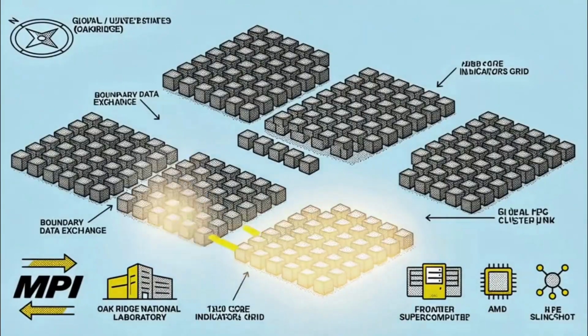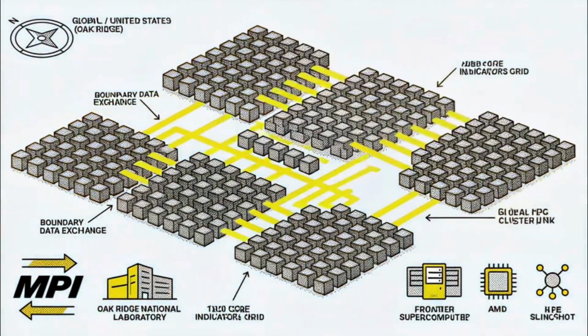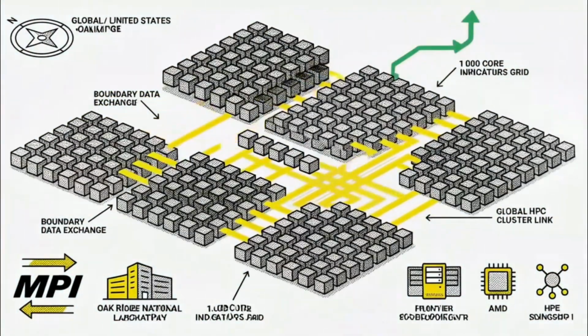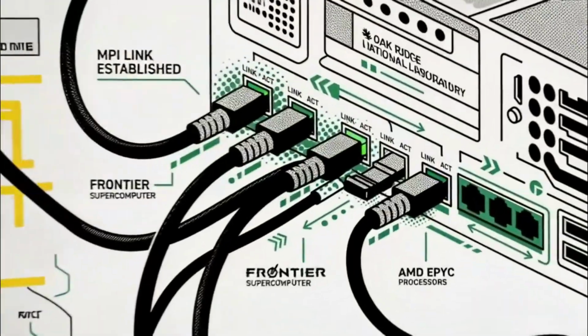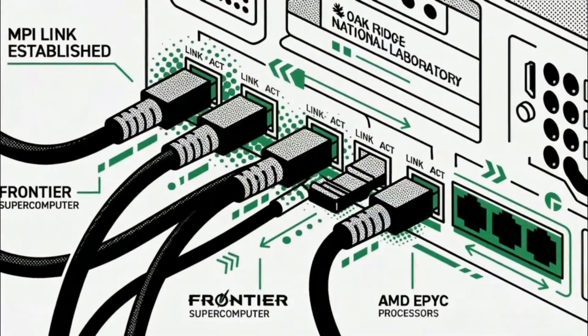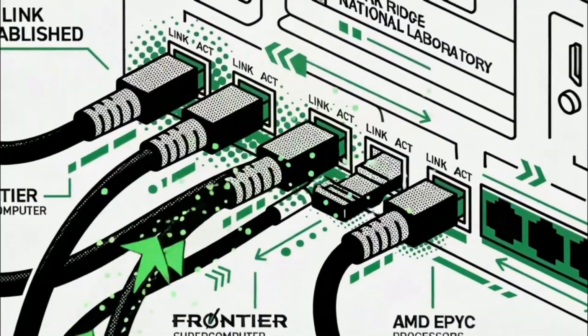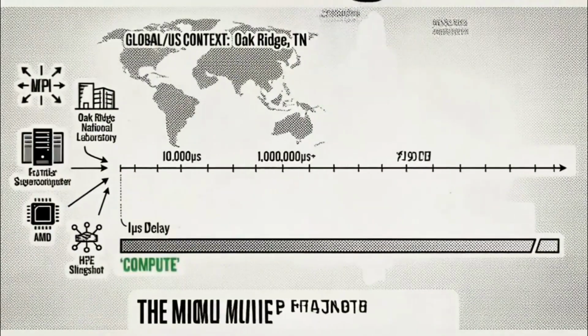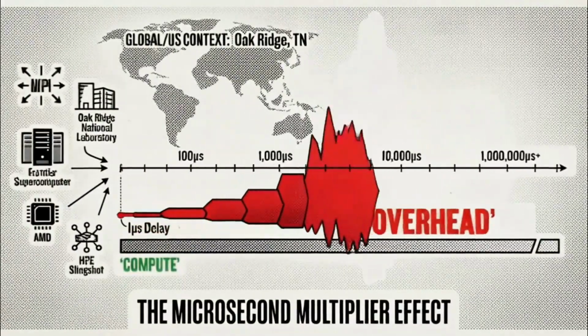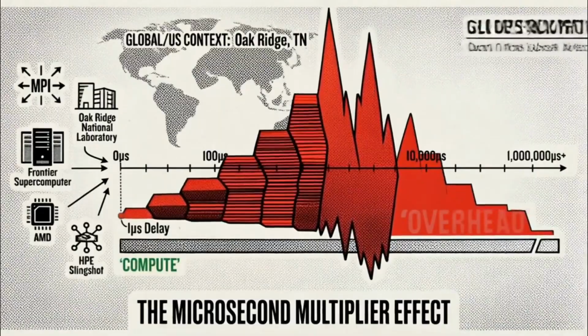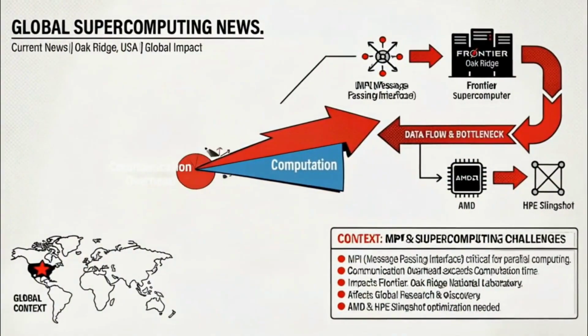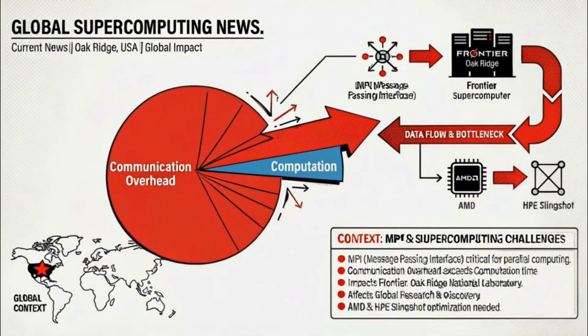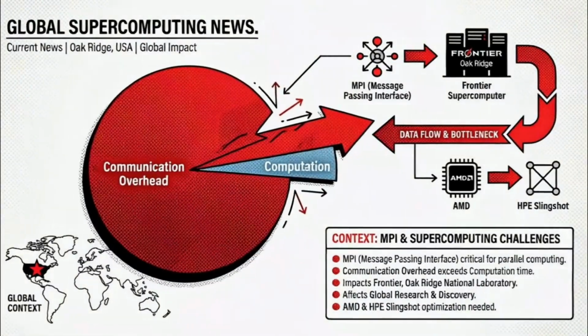When a simulation running on 1000 cores needs to exchange boundary data between processes on different nodes, it uses MPI to transmit those messages across the interconnect. If each of those messages incurs even a few extra microseconds of latency, and if they happen millions of times per second during a tightly coupled simulation, the accumulated overhead becomes the dominant factor in the application's runtime.